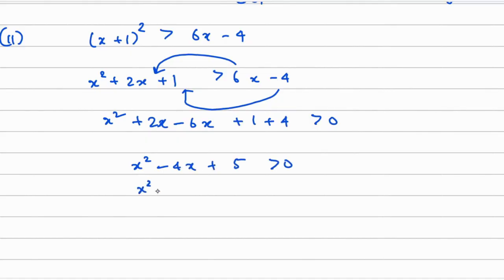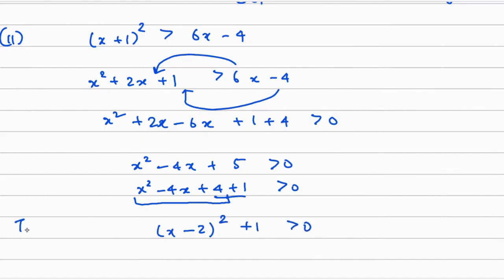Now to make it a perfect square, I split this 5 into plus 4 and plus 1 because this term would make a perfect square. Okay, so that I have x minus 2 the whole square plus 1 is greater than 0. This is what we need to prove. So if this proof is correct, the question is also correct. That's what it means.